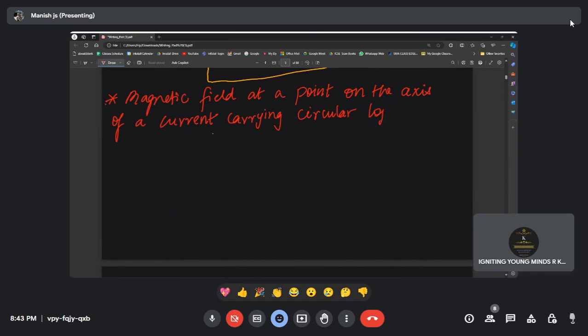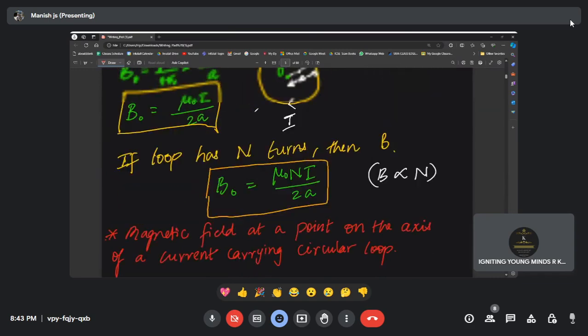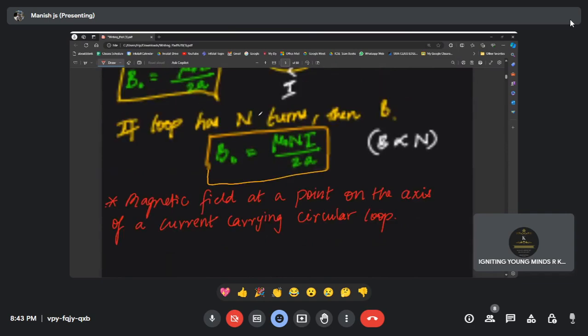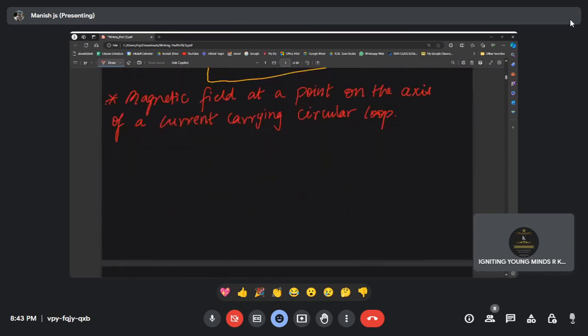Same loop. Now what I am doing here is basically taking it along its axis, at a particular distance we are trying to find out. That's all. Same circular loop itself we take. This time we are trying to find out the field at a point on the axis of that loop. So we'll try to represent it again here. If this is your loop, you know that this is the center, and so is its axis. This is the axis of the loop.